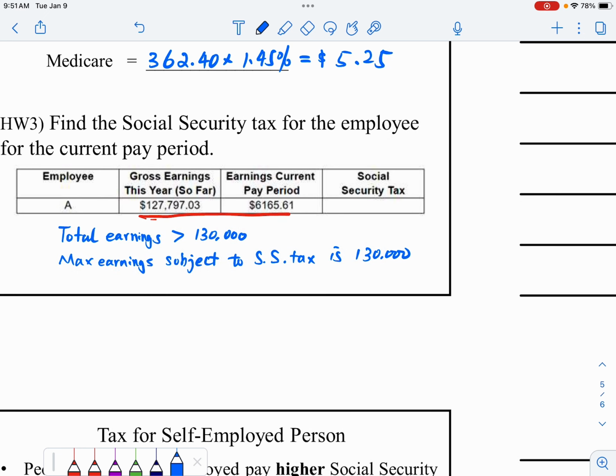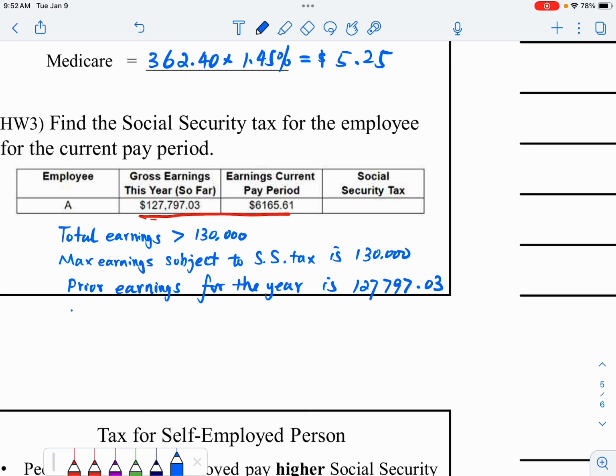Let's do this. The prior earnings for the year is this much, $127,797.03, right? So this is the maximum subject to Social Security tax. So far, the earning is this much. So the difference will be the amount that is subject to the Social Security tax. Okay, so that's why I put these two together.